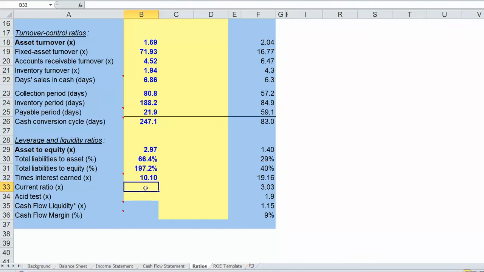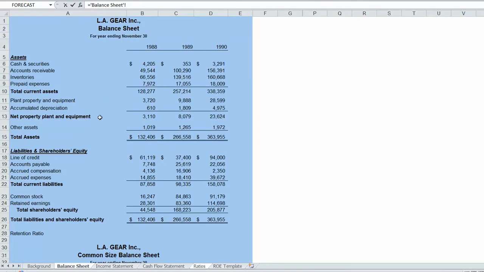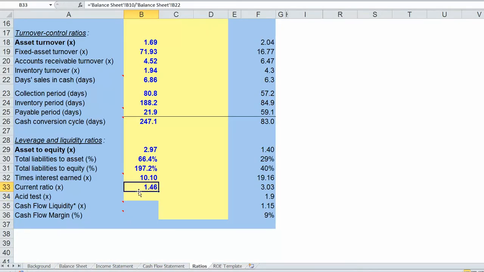Our current ratio, that was a measure of our liquidity, recall, and that was simply equal to our current assets, which in this case, $128,000, divided by our current liabilities of $87,000. We have $1.46 in current assets for every dollar we have in current liabilities.